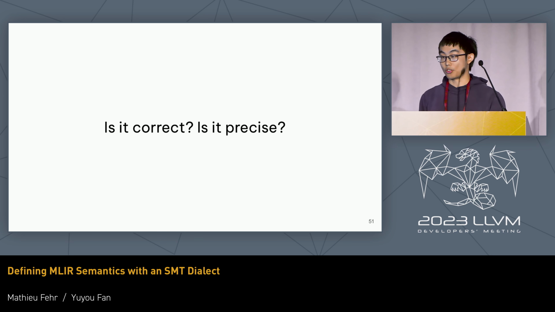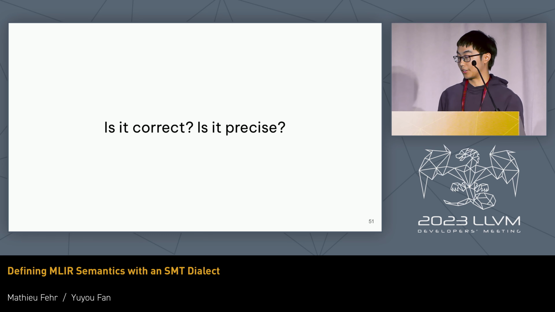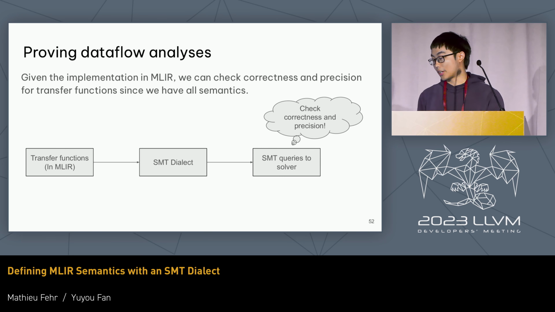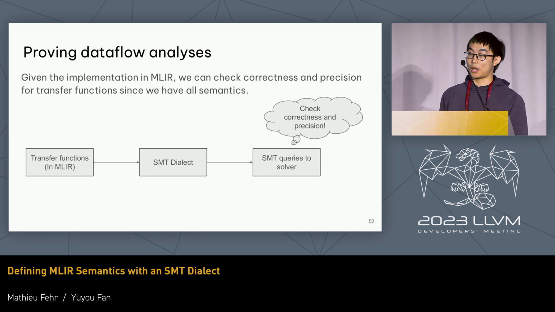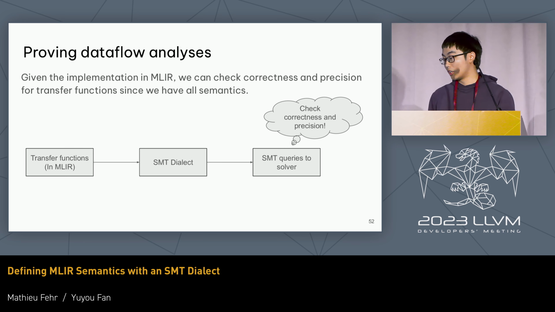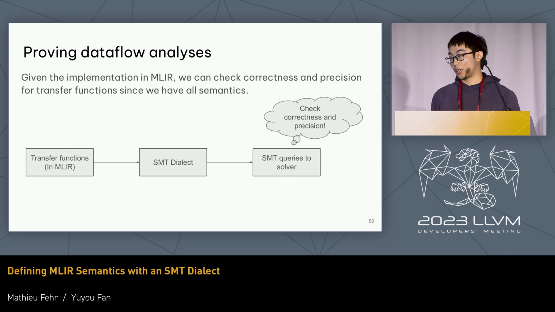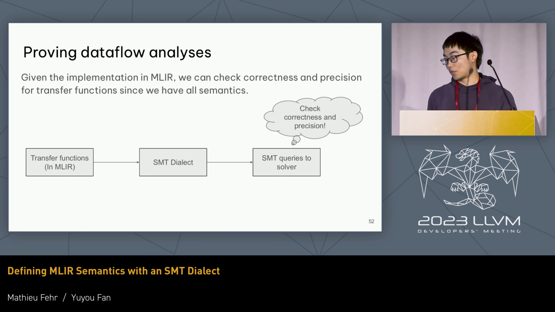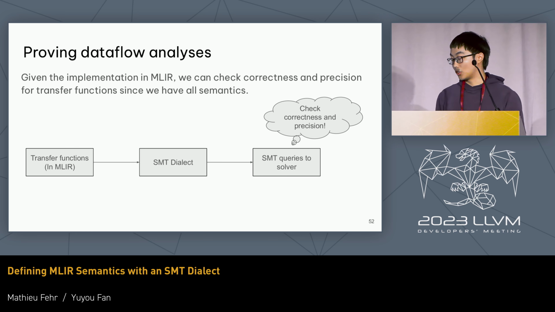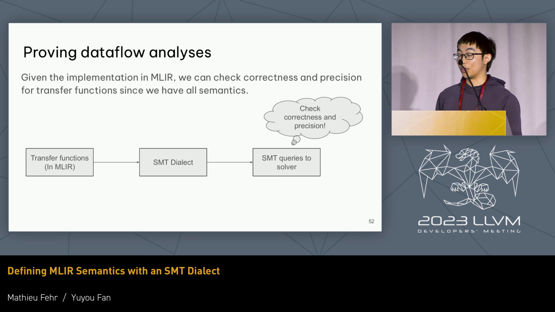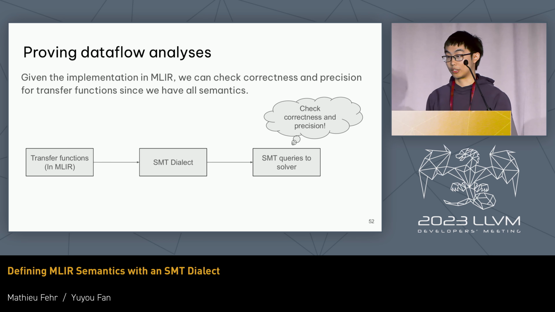Let's solve the first question. Is it correct, and is it precise? So this is our design. Since we already have the semantics for arith operations, by giving semantics to transfer functions, we can lower the transfer function in MLIR to the SMT dialect. Furthermore, by combining both semantics, we can lower them to SMT queries and send them to solvers, like these three, to check correctness or precision.